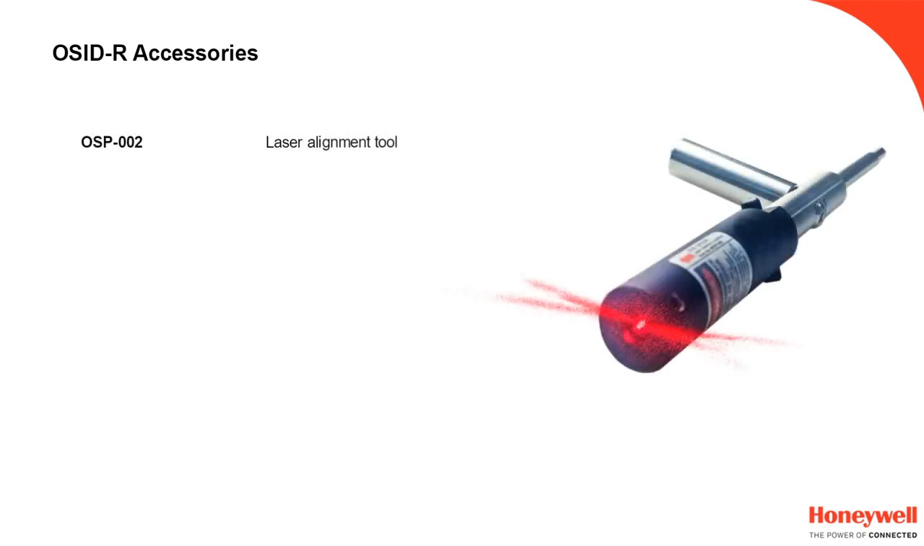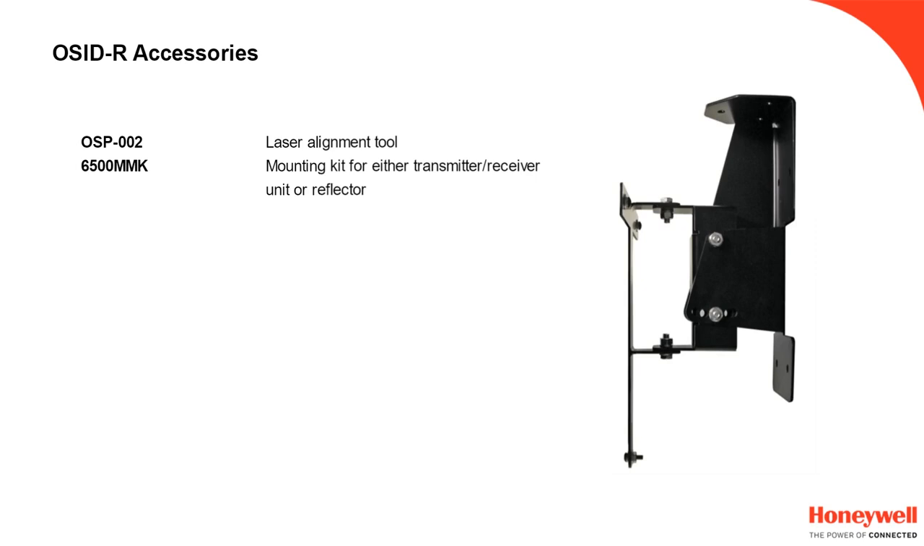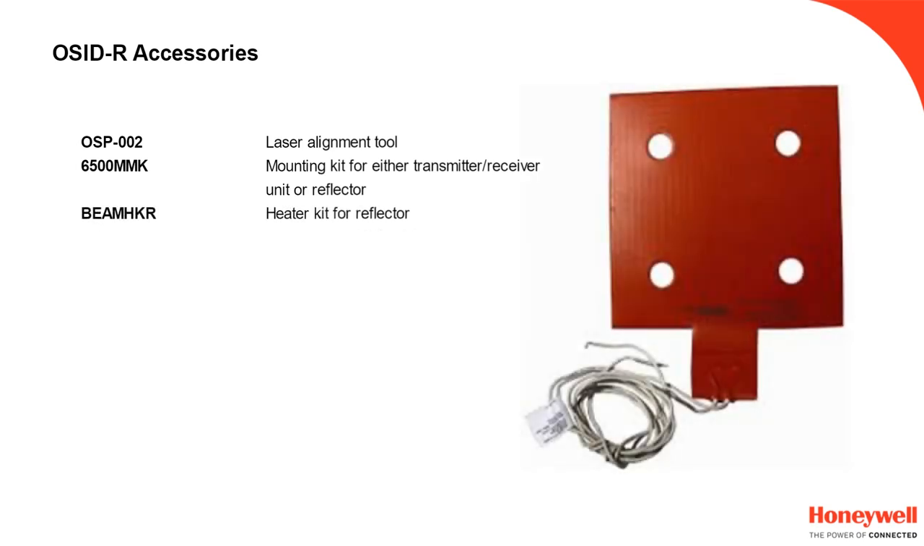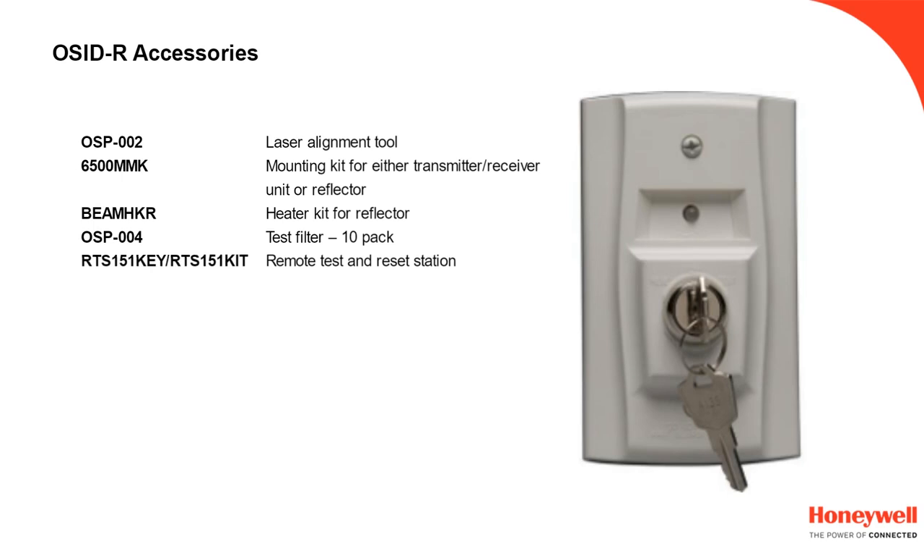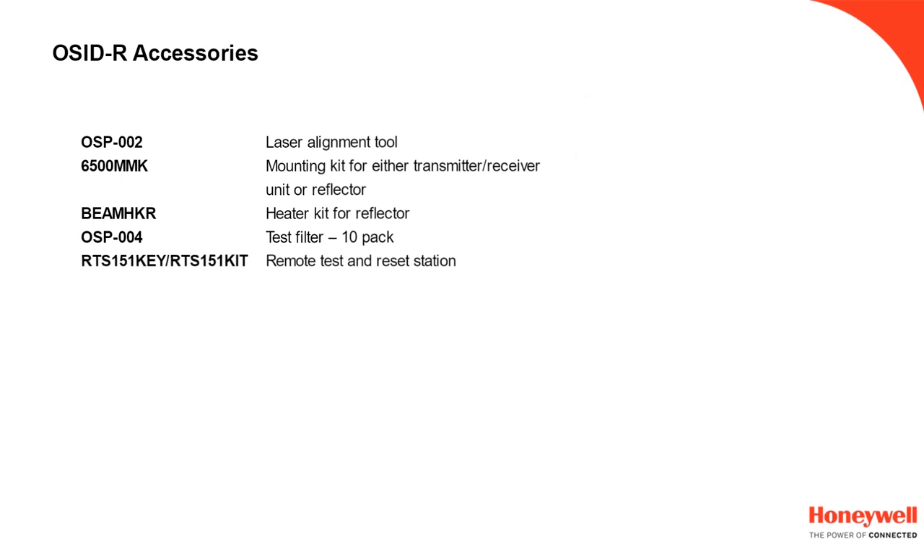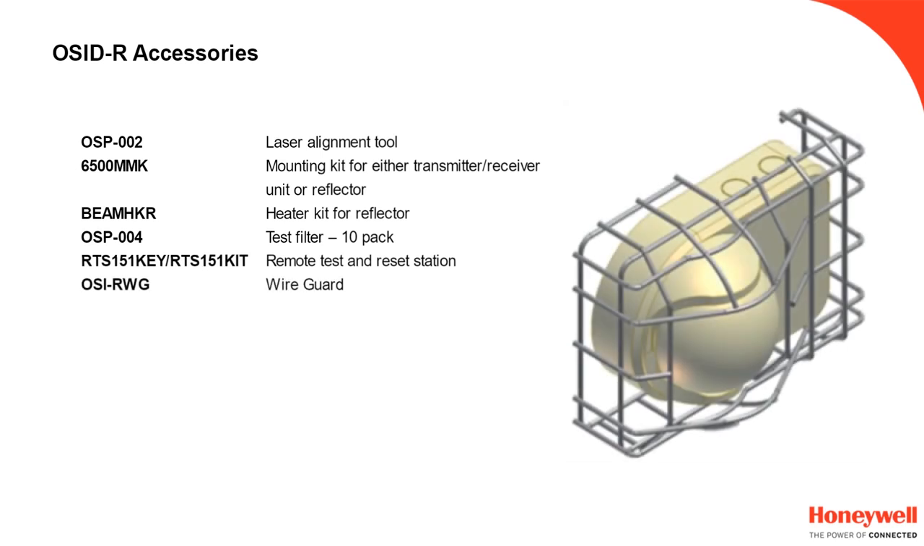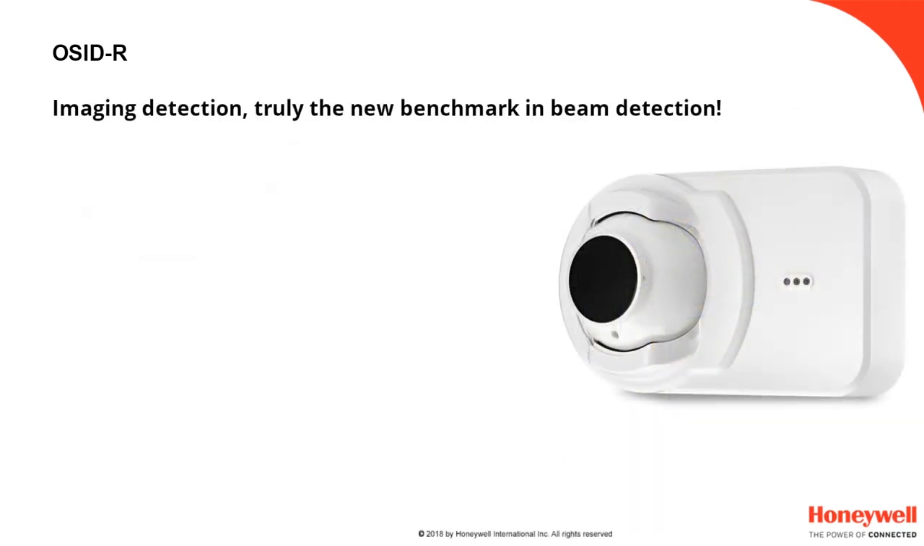There are a range of accessories available for the OSID-R and the rest of the OSID family. The laser alignment tool is available to help with the initial aiming of the device. There is a mounting kit which provides additional directional adjustability. A heater is available for the reflector. Test filters are available, sold in packs of 10. The remote station provides an electronic device for resetting the detector from ground level. For devices used in sports halls, or otherwise liable to mechanical damage, a wire guard is available.